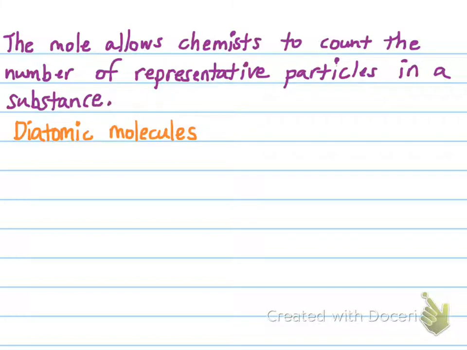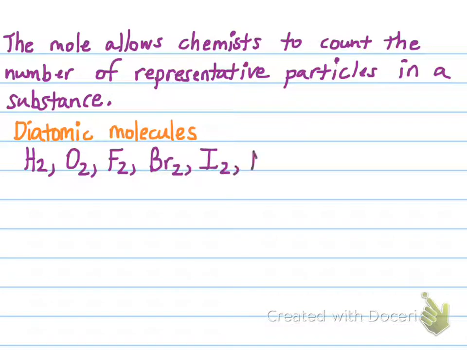So having a mole allows us to figure out how many atoms, molecules, or formula units we have in that substance. Keep in mind that you have some diatomic molecules that you have memorized. Remember, those diatomic molecules are hydrogen, oxygen, fluorine, bromine, iodine, nitrogen, and chlorine. There are 7 of them.